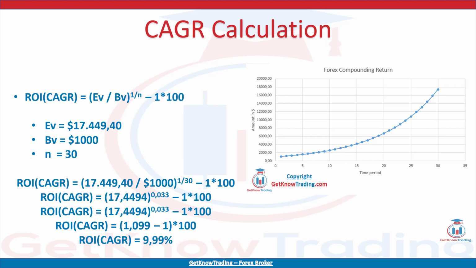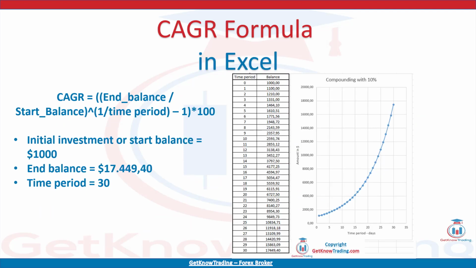EV is the ending balance, BV is the beginning balance, and N is the time period. When you put all variables and values into the CAGR formula, you get the final information that CAGR is 9.99, or 10%. You see, the CAGR or compounding ROI is the percentage used at the start in the compounding calculation to get the result. CAGR is the reverse compounding process, which gives you insight into how the Forex trading investment has grown over a time period. Let's check the CAGR formula in Excel.